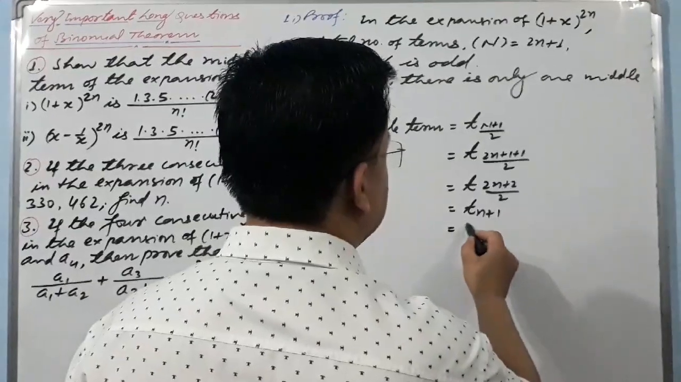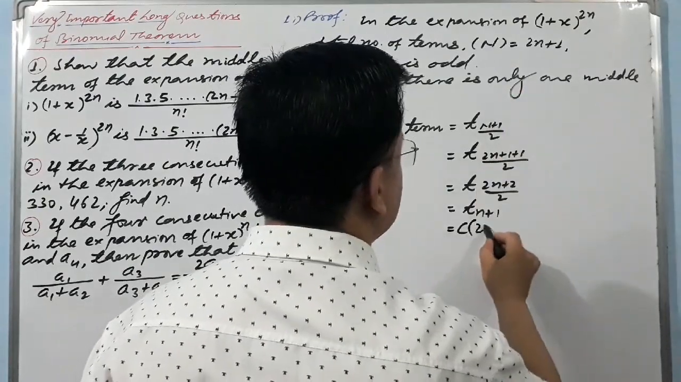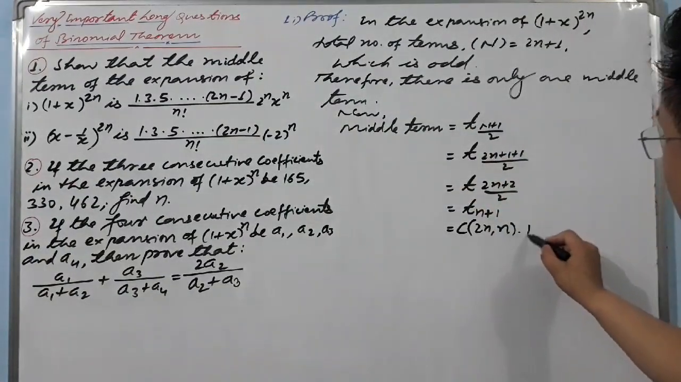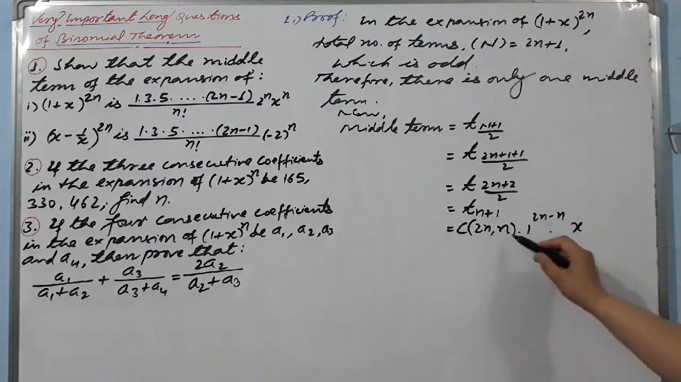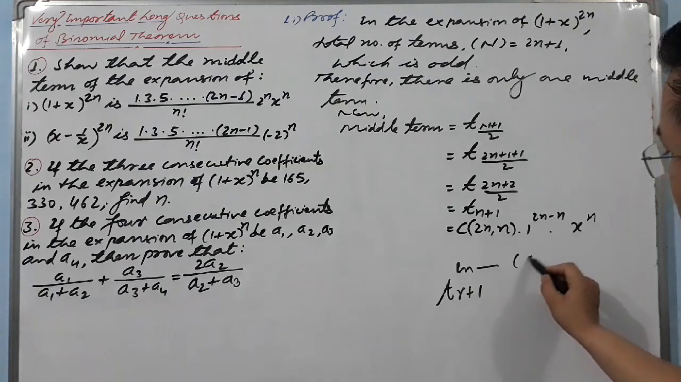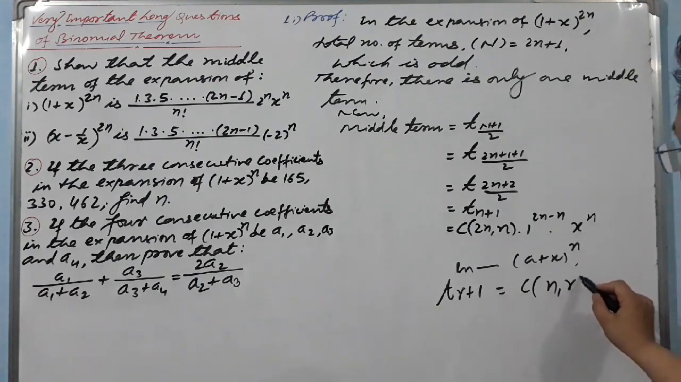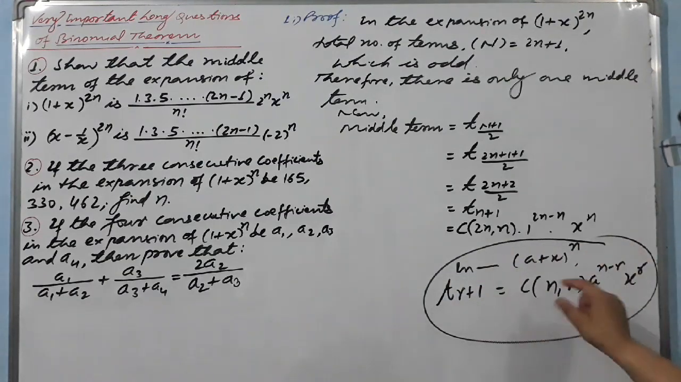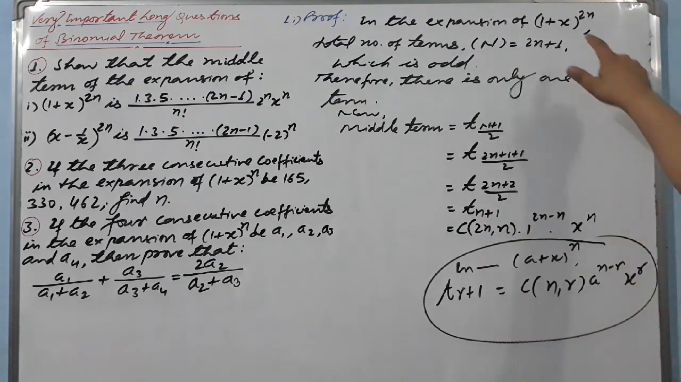So let's write down the general term, you know: C of 2n comma n, because r is your n, into 1 raised to power 2n minus n, just formality I'm going to complete, x raised to power n. The general term T(r+1) in the expansion of (a + x) raised to power n is C of n comma r, a raised to power n minus r, x raised to power r. I have used this formula to find the value of T of n + 1 in this expansion.